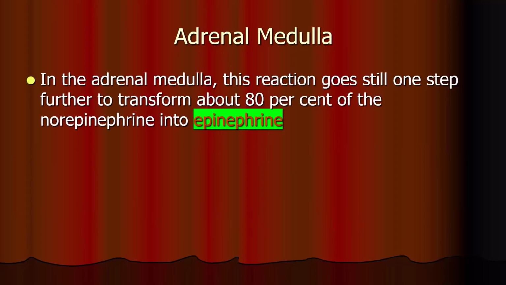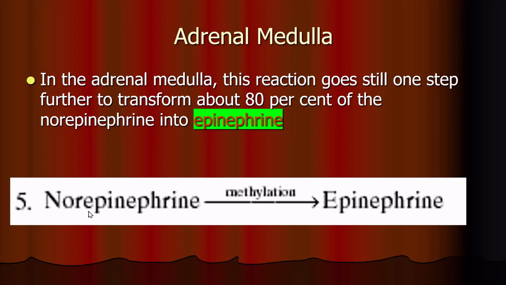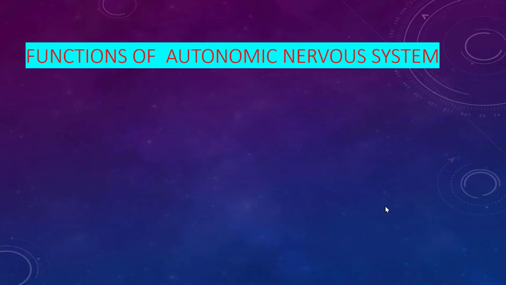Now the adrenal medulla. What is the role of the adrenal medulla in synthesis of epinephrine? In the adrenal medulla, this reaction goes one step further to transform about 80% of the norepinephrine into epinephrine. In the adrenal medulla, methylation of norepinephrine occurs and it is converted into epinephrine. Now the function of the autonomic nervous system.